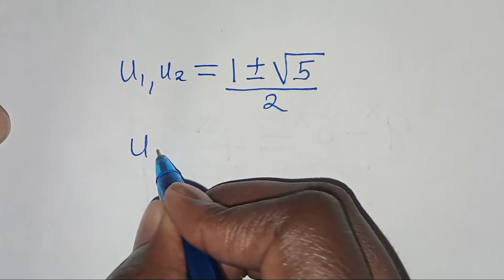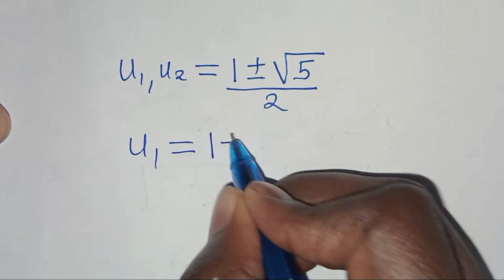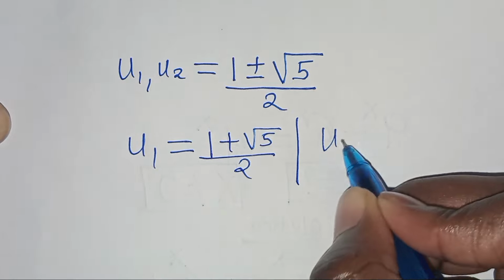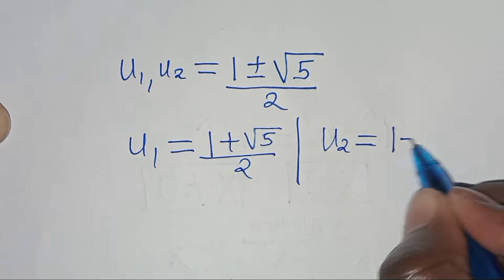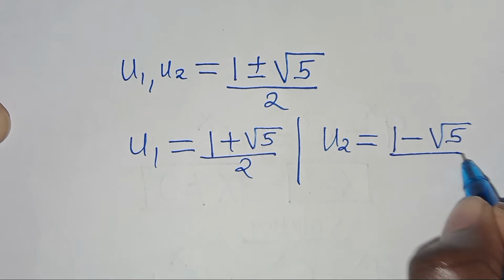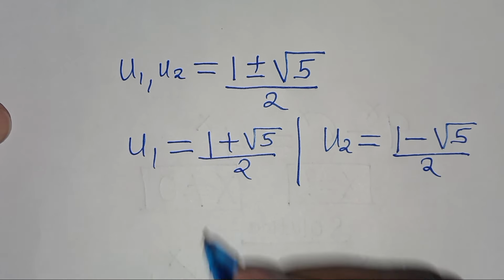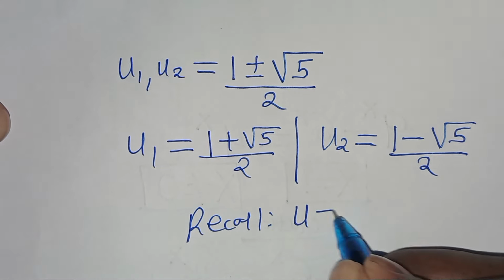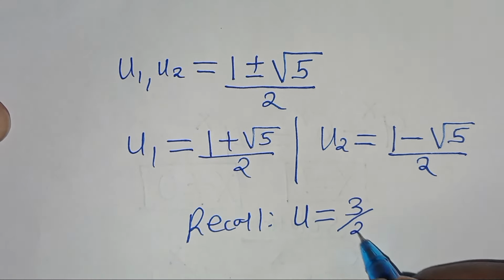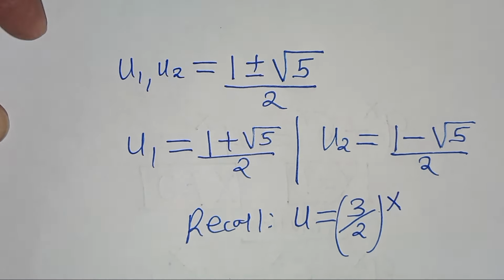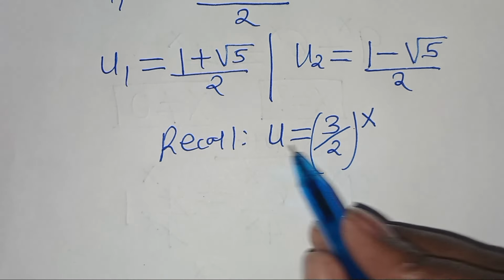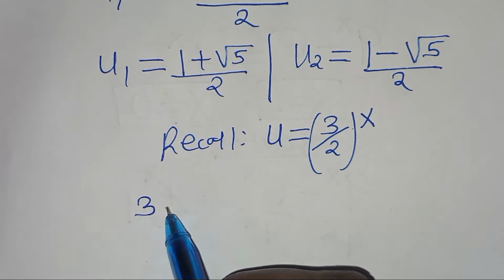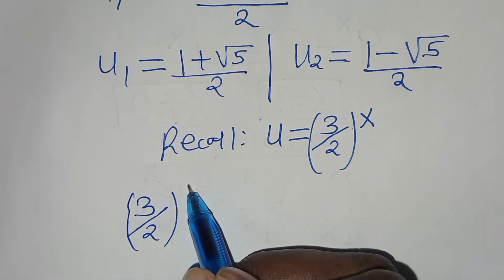So this implies that u1 is equal to 1 plus square root of 5 over 2, and that we have u2 is equal to 1 minus square root of 5 over 2. Now, if you recall, we have seen that let u be equal to 3 over 2 raised to the power of x. Let's substitute u with 3 over 2 raised to the power x. So on the first part here, we have 3 over 2 raised to the power of x.